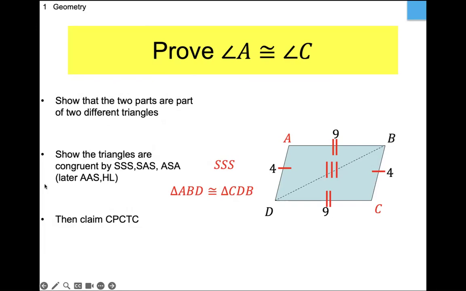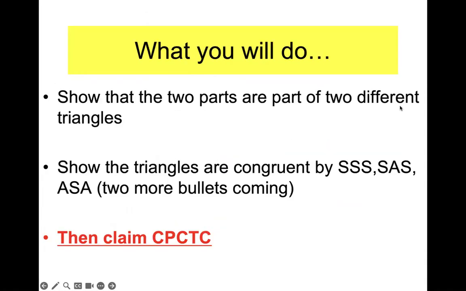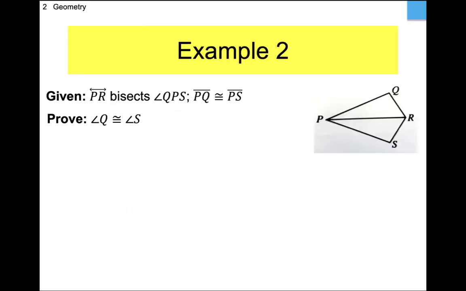That almost seemed too easy, but I understand the first couple times you do this, it's a little bit more challenging. So what am I going to do? Once again, I'm going to show the two parts are part of two different triangles, show the two triangles congruent by our 5 silver bullets, and then claim CPCTC. All right. We're going to do two examples. Here we go.